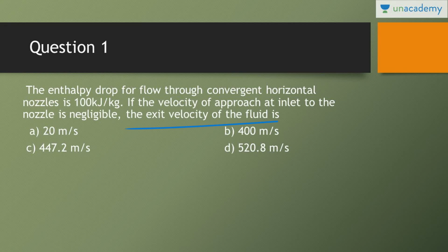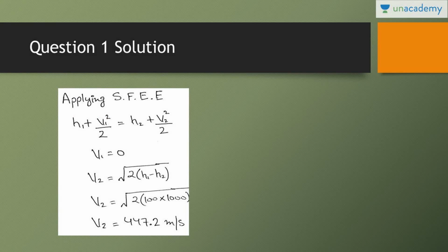This question is related to the steady flow energy equation, and if you remember, in the applications of the steady flow energy equation for a nozzle, we derived the equation h1 plus c1 square by 2 is equal to h2 plus c2 square by 2. The enthalpy drop, that is h1 minus h2, is given as 100 kilojoule per kg, and inlet velocity is 0. So the equation comes out to be h1 is equal to h2 plus c2 square by 2. Since velocity C1 is 0, C2 is equal to under root 2 times (h1 minus h2), which is 100 kilojoules.